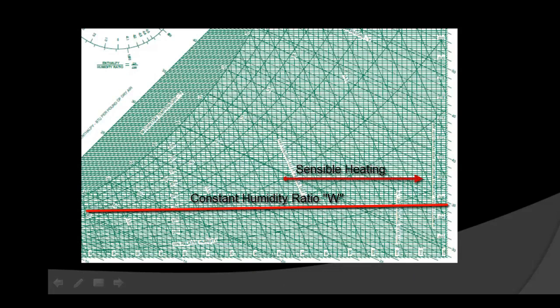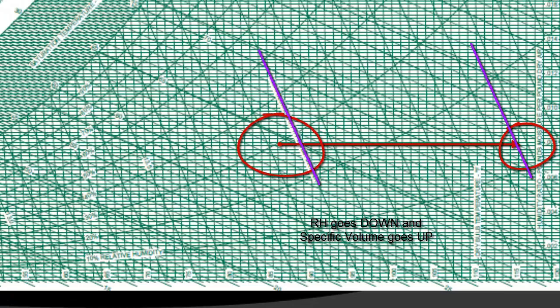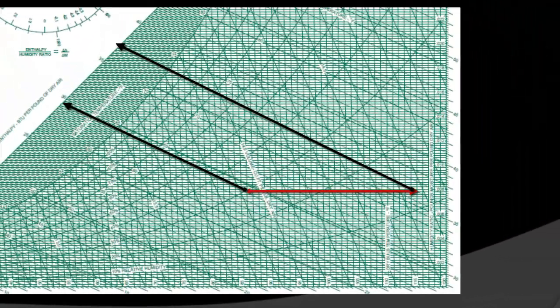Sensible heating results in an increase in the dry bulb temperature. Notice also some other changes in properties that will occur. The relative humidity is reduced and the specific volume is increased. In addition, we see the specific enthalpy also increases. Sensible cooling is the process in which the dry bulb temperature is reduced, but without a change in humidity ratio. During the sensible cooling process, the relative humidity increases, the specific enthalpy is reduced, and the specific volume is also reduced.